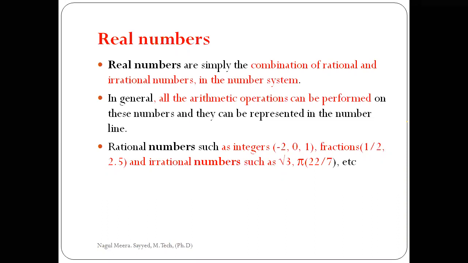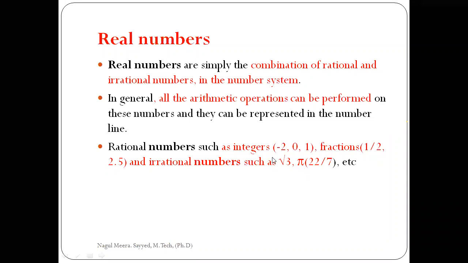Real numbers include integers, fraction numbers, and irrational numbers. What is the meaning of integers? Integers may be zero, positive, or negative. Examples of integers are minus 2, 0, 1. Fraction numbers are 1 by 2, 2.5. And some irrational numbers are there, that is root 3, pi, 22 by 7. These are all irrational numbers.